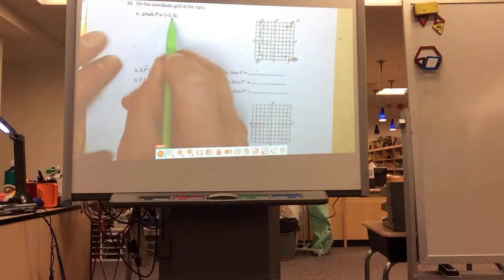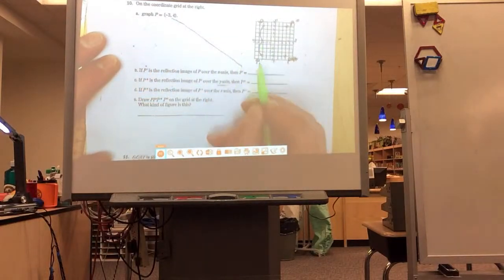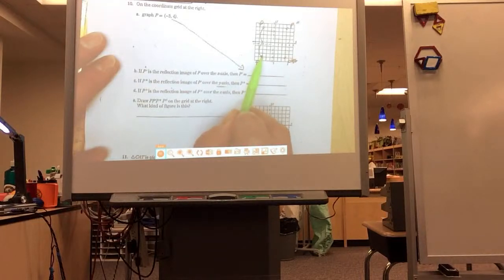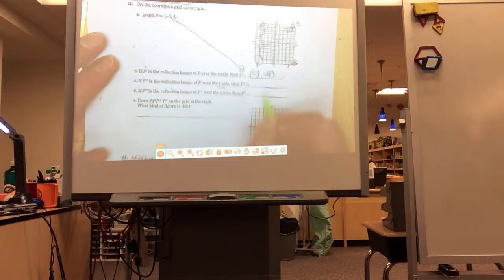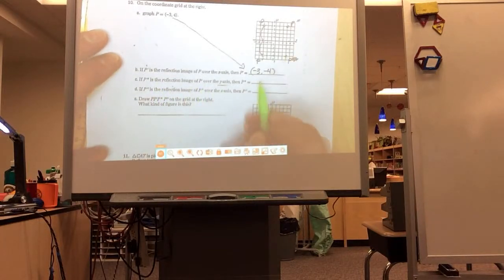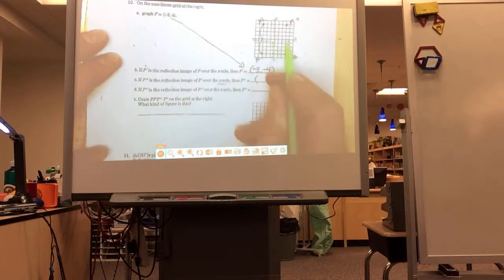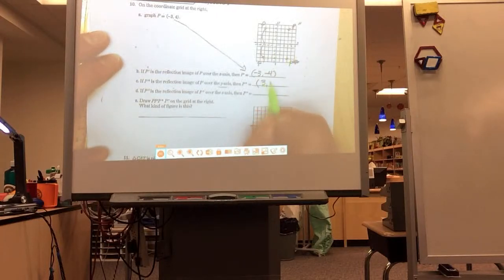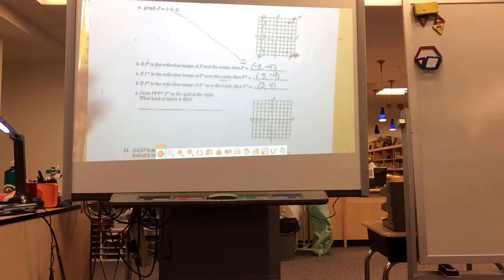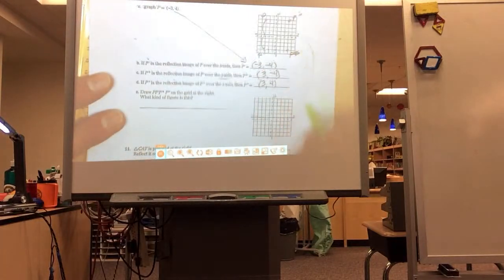So then this, when we moved it over, became, what's this ordered pair? -3, -4. Okay, and then this point is 3, -4. And then that point is 3, 4. So, okay, so that's all supposed to be graphed on there.